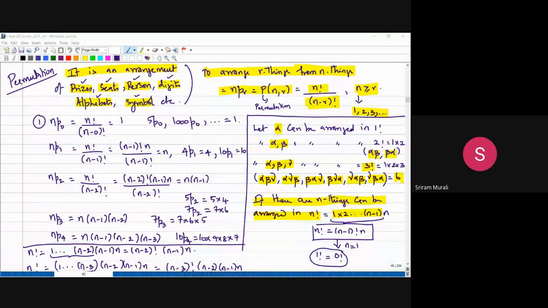We started this permutation in the last class. Also, I hope you are able to see the screen. Yes, sir.